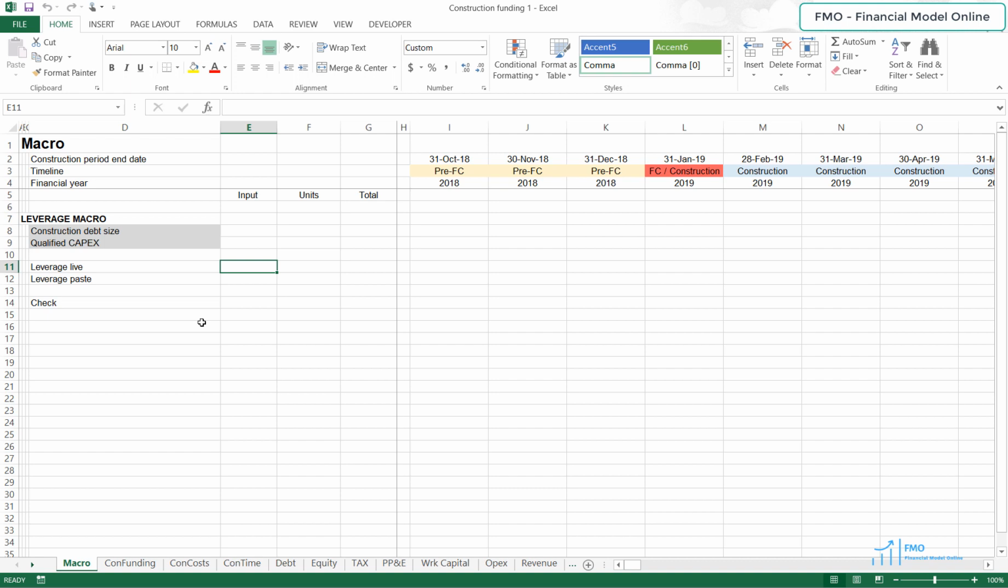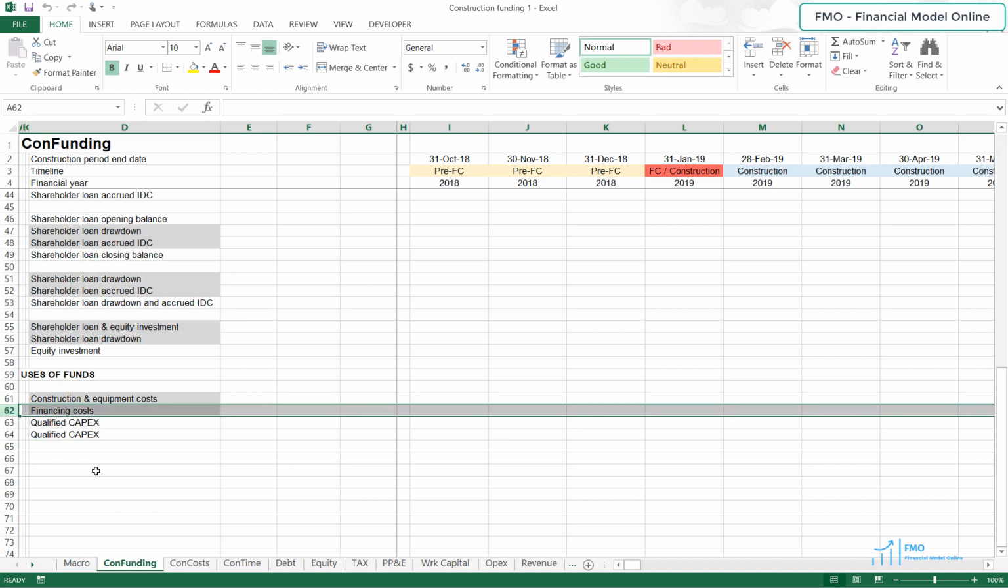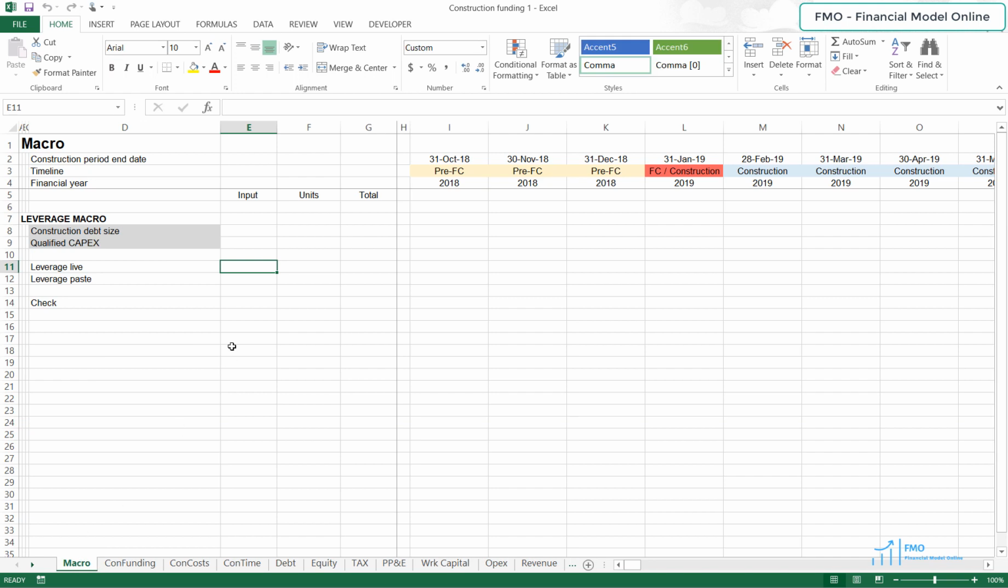We won't be building the macro until we have the financing costs calculation in place. The financing costs will cause circularity in our model, and to handle that circularity, we will be using something called a copy and paste macro. Don't worry if you never heard of such a macro, or what a macro is.